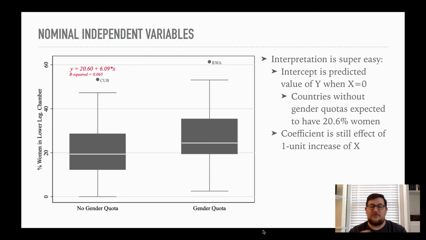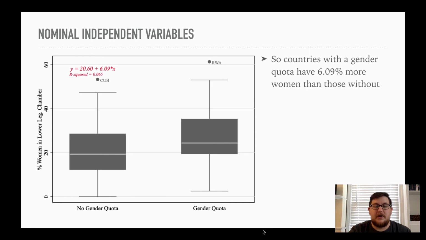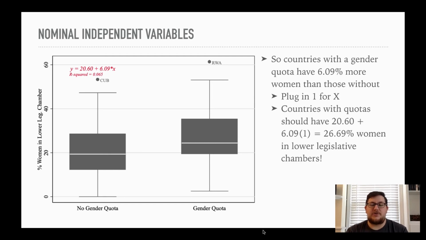And then once you add in the coefficient, so notice if x equals 0, then this term cancels out and y equals 20.6. If x equals 1, then what happens? Well, it just ends up being 20.6 plus 6.09. So countries with a gender quota have roughly 6.09% more women in their lower legislative chamber than those without. So you just plug in 1 for x. Countries with quotas should have 20.6 plus 6.09 equals 26.69% women in lower legislative chambers. Okay?